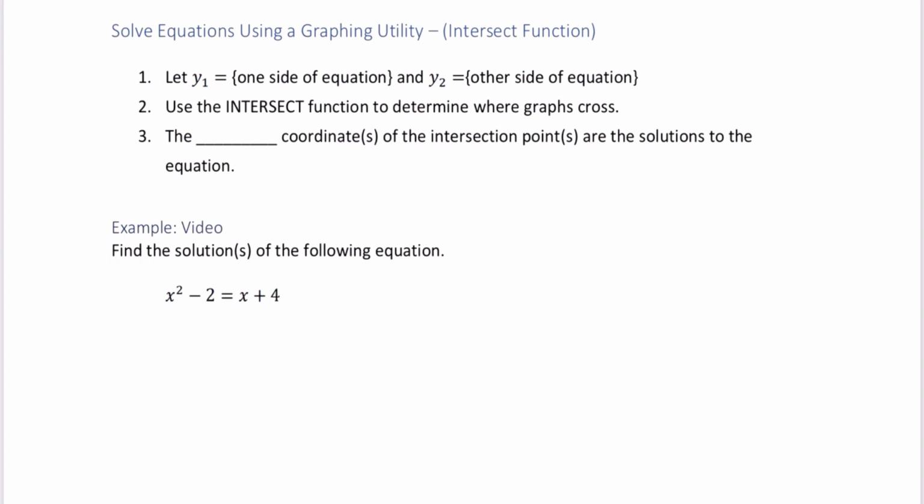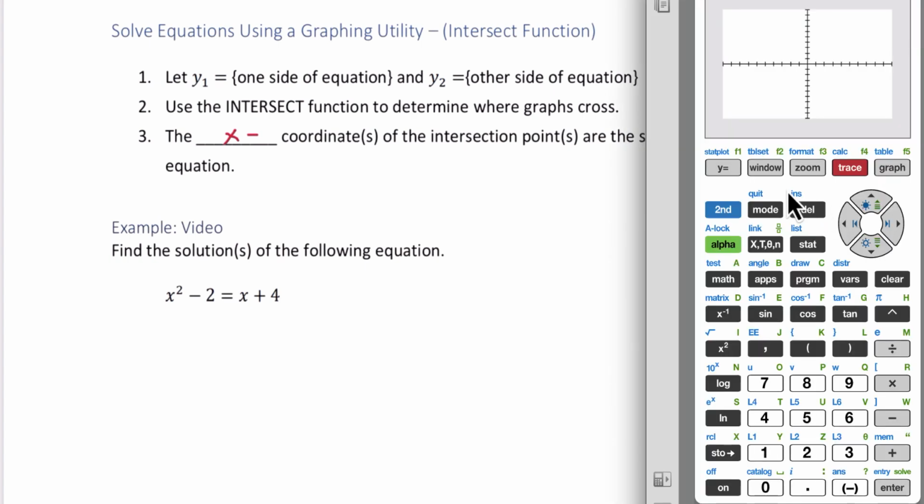Let's look at how to use the TI calculator to solve an equation using the intersect function. Step 1, let y1 equal one side of the equation, and let y2 equal the other side of the equation. Step 2, we will use the intersect function to determine where the graphs cross. Step 3, the x-coordinate of the intersection points are the solutions to the equation.